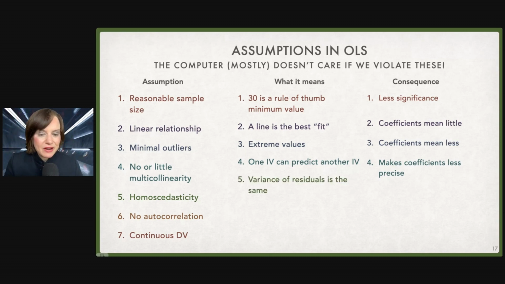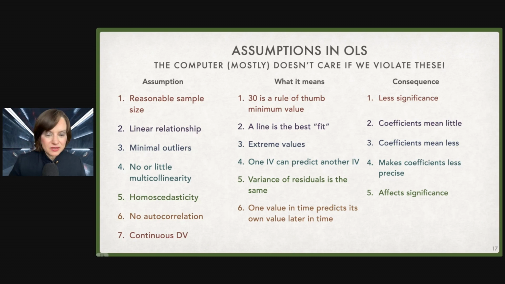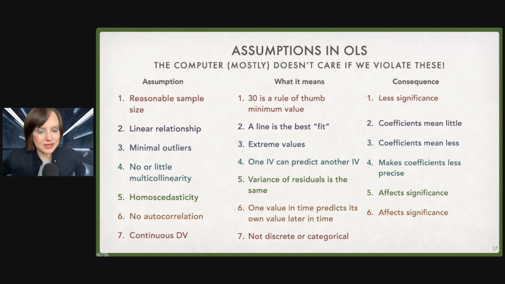Homoscedasticity is that the variance of the residuals is the same. This means we're just as good at predicting our dependent variable for low values of X as we are for high values of X. We want homoscedasticity. If the variance is not the same, we are in a world of heteroscedasticity, and this can really affect the significance in our results. We want to make sure that we don't have autocorrelation. This is an issue when we have results over time. So we want to make sure that one value in time doesn't predict its own value later in time. If we do have autocorrelation, this also can affect our significance. And we really want a continuous dependent variable. What this means is that the variable we're predicting is not discrete or categorical.